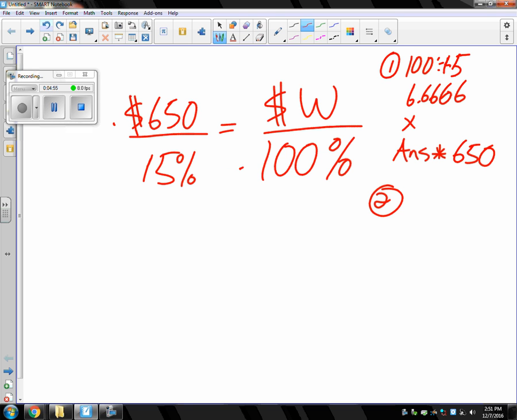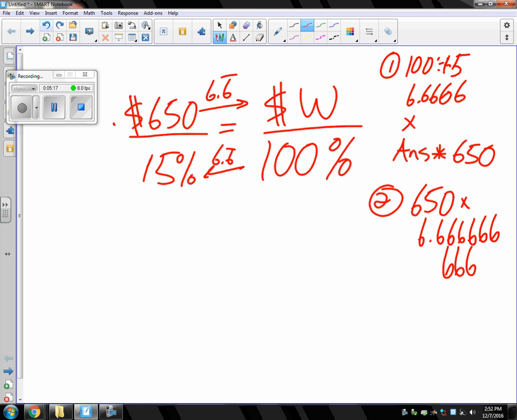The second method was, we said, kind of a sketchy way. We're doing 100 divided by 15, which was 6.6 repeated. We know on the top we're going to have to do 650 times 6.6 repeated. So the other method is just do it kind of manually, one at a time. 650 times, and we're going to hit 6.6 in our calculators, but we have to hit the 6 enough times, and I think we said in class it's about 9 or 10 times. So if we do 650 times 6.6 and hit that 6 enough times, we will get $4,333.33.